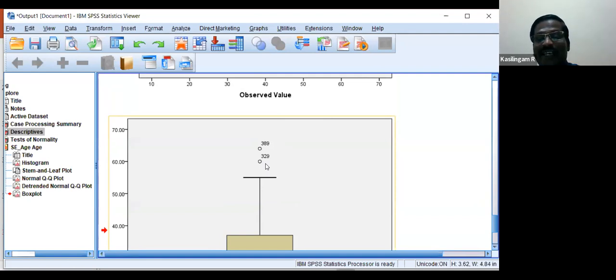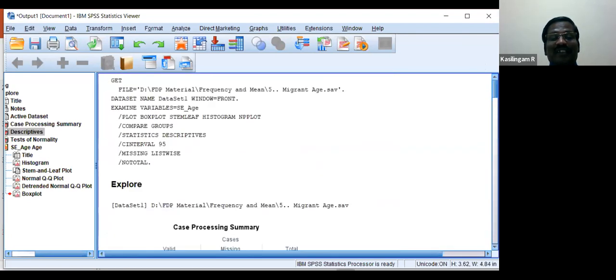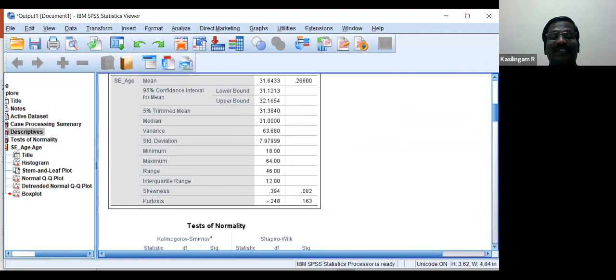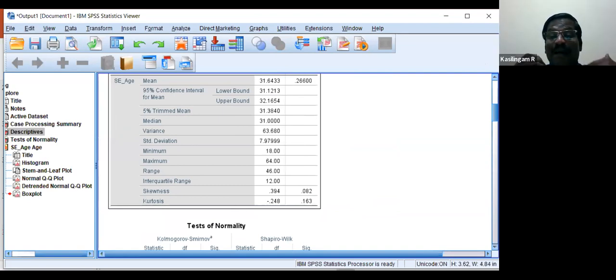Now please see the maximum here. The maximum is approximately 54. But if you look at the data, the maximum is 64, yet the plot is taking 54. What happened to 64? 64 is an outlier.